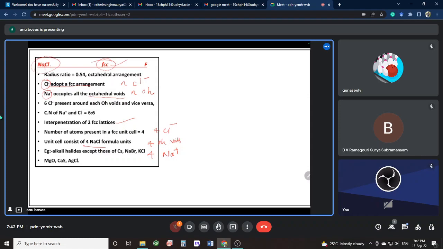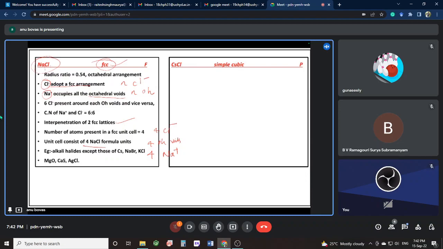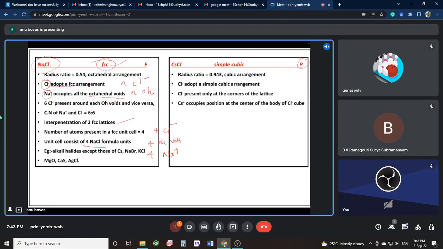Okay. Now, cesium chloride. Cesium chloride has a simple cubic structure which is primitive, represented as P. In this case, the radius ratio is 0.943 and suggests a cubic arrangement. That means Cl minus adopts a simple cubic arrangement, meaning it will be present at all the corners of the cube. And cesium plus occupies the position at the center of the body.